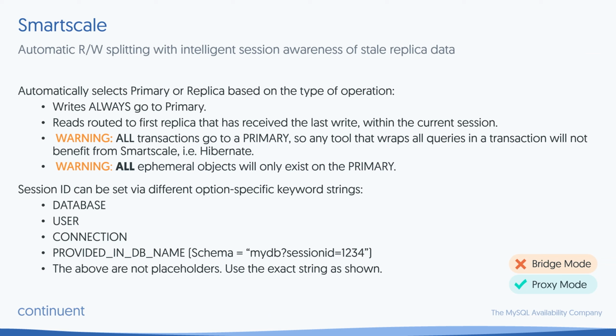Anything wrapped in a transaction will always go to a primary. Any tools like Hibernate, for example, that wrap everything in a transaction, even groups all your selects into a transaction, you will not get any benefit from using SmartScale.